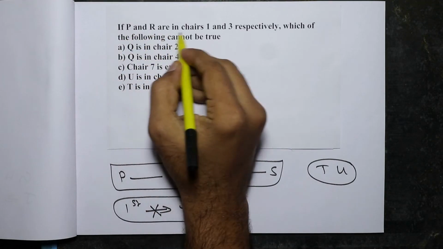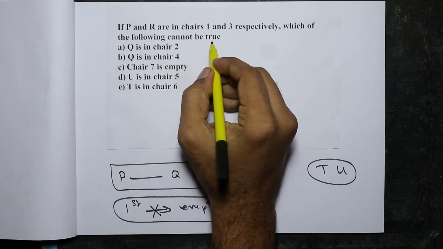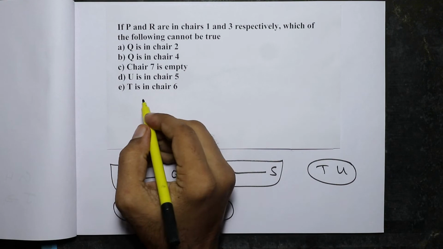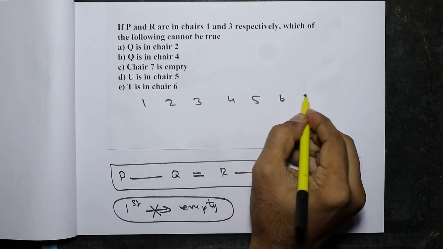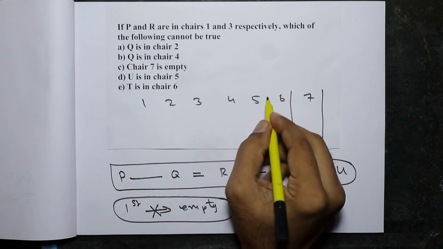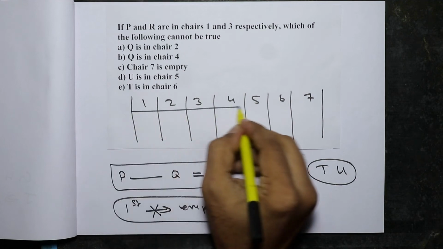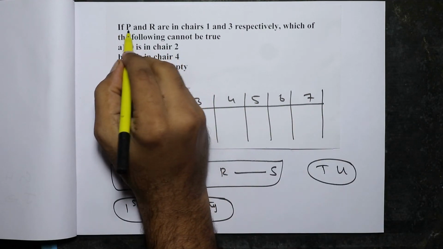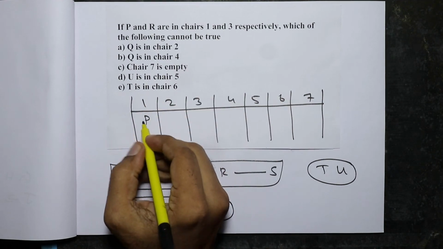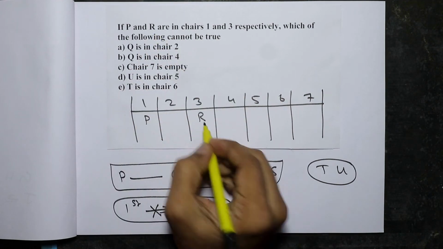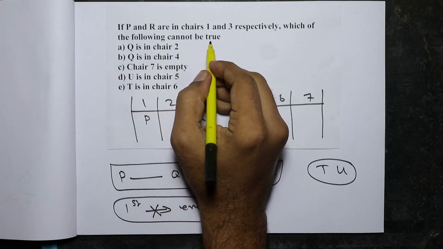If P and R are in chairs 1 and 3 respectively, which of the following cannot be true? So altogether 7 chairs are there. Now as per this condition, P and R are in 1 and 3 respectively. So P has to be here, R has to be here. Now you need to find out the one which cannot be true.